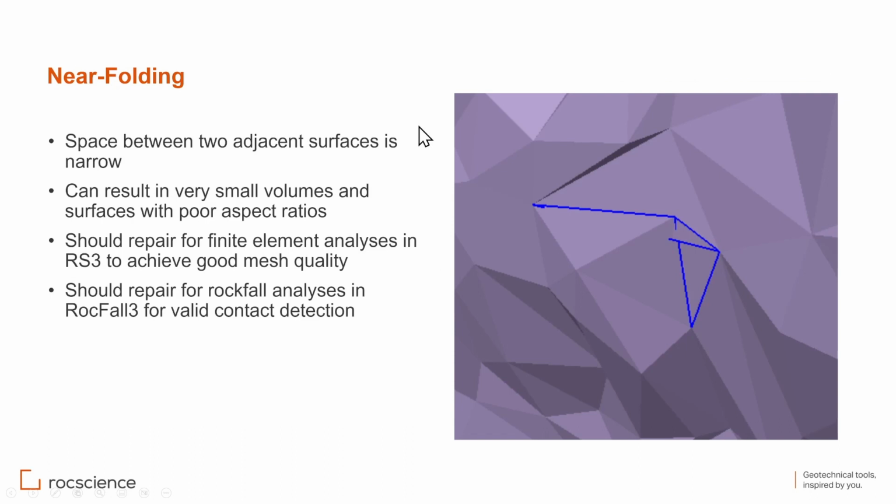And next, near folding refers to the case where two adjacent surfaces are very close to each other. And this is considered a defect because near folding can result in very small volumes and surfaces with poor aspect ratios. In RS3, near folding can affect the mesh quality, and in Rockfall3, near folding can affect contact detection.